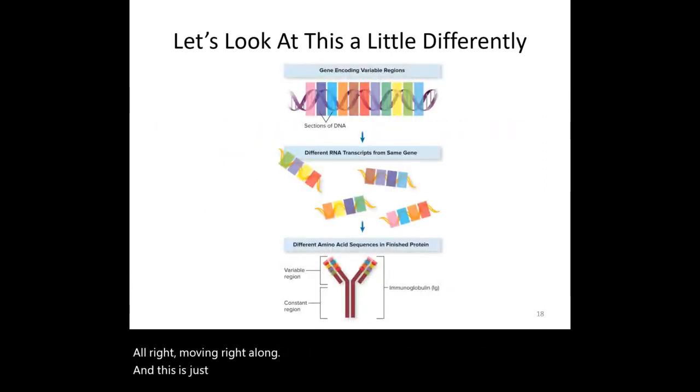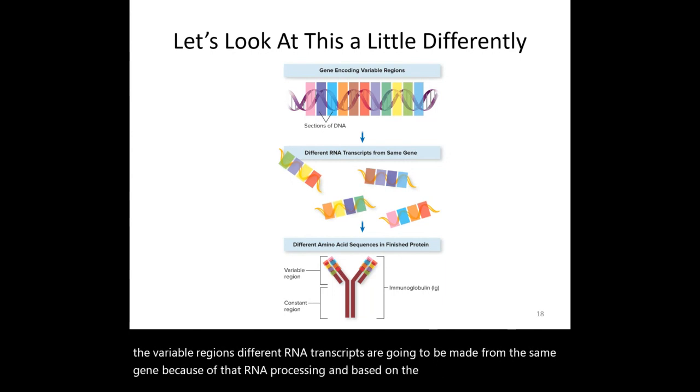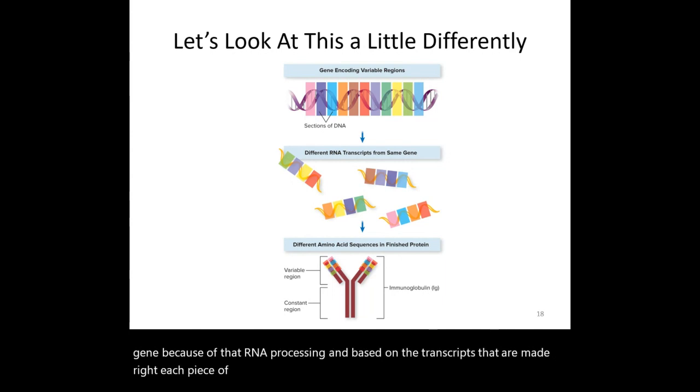And it's just a different picture kind of showing you these things, okay? Genes encoding the variable regions, different RNA transcripts are going to be made from the same gene because of that RNA processing. And based on the transcripts that are made, right, each piece of RNA is going to code for different amino acids. And so that's why it's going to vary.